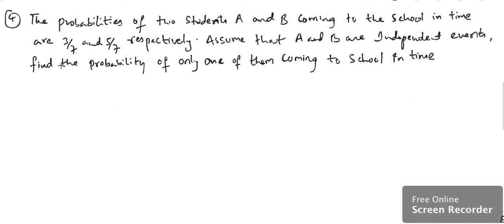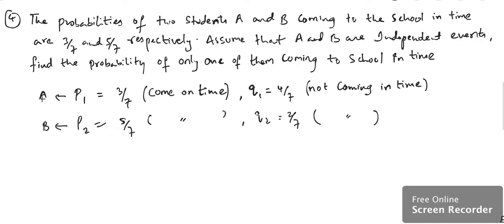Moving on to the final question that we have, the probabilities that students A and B come to school in time is 3 by 7. So let's just call P1 where the student comes on time, and Q1 as doesn't come on time. So it means 1 minus, it will be 4 by 7. Let's just call P2. So I've taken event A coming to school, Q1 not coming to school, similarly for B. Now they're asking the probability of only one of them coming to school. So we will take the combination of P1 Q2, and if P2 comes, Q1 doesn't. That's what only one of them means.